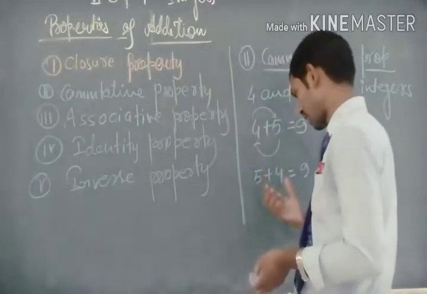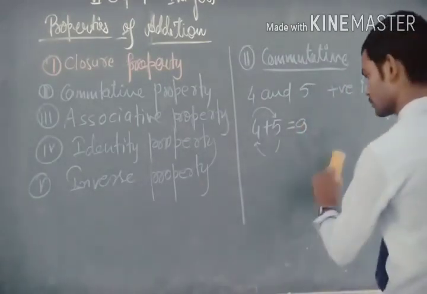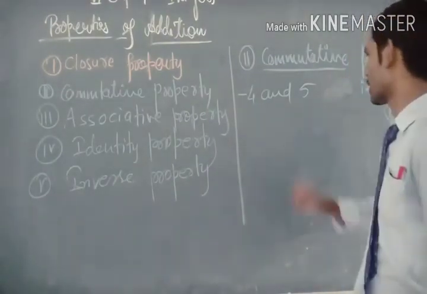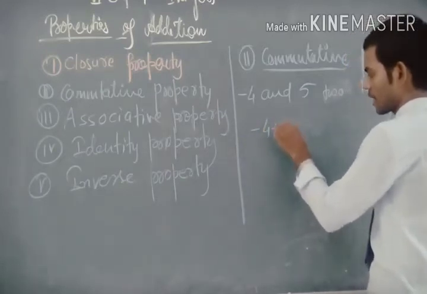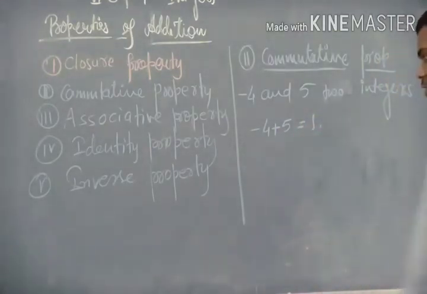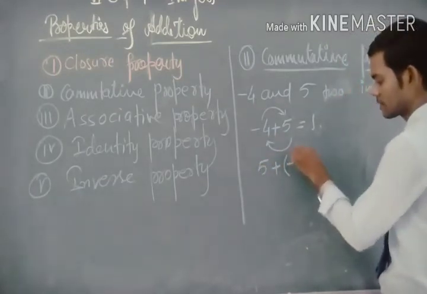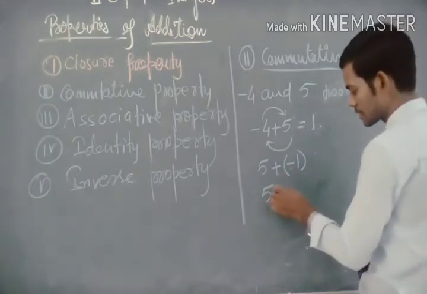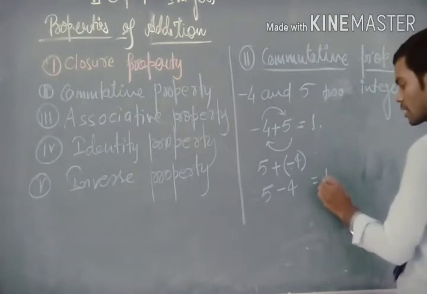Okay. Now let us see the next example with some negative integers also. Just suppose that we have minus 4 and 5, both integers. If we add them like this, minus 4 plus 5, it gives us 1 as a result. In the next step, if we change the place like this, then we get 5 plus minus 4, and when we subtract, we shall get 1 once again.